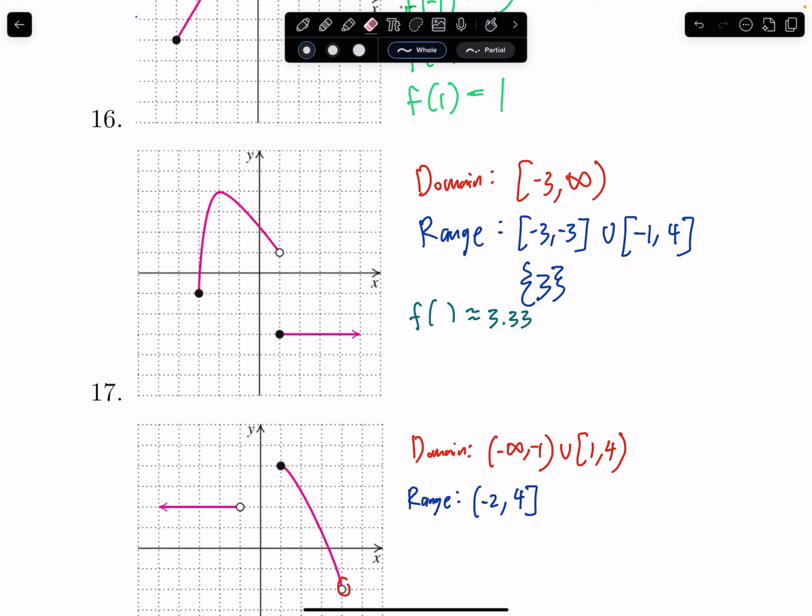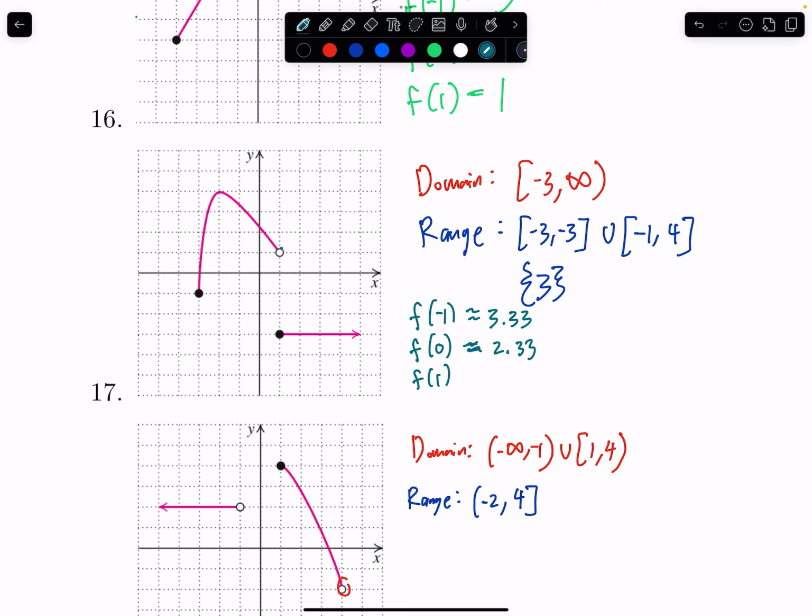I'm sorry guys, I'm rushing here. This is f of -1 here. Okay, what about f of 0? F of 0, here's 0. It looks like 2.3 again. Let's say around 2.3 again. This is just estimating. 2.33. I'm using squiggly lines because that's an estimation.